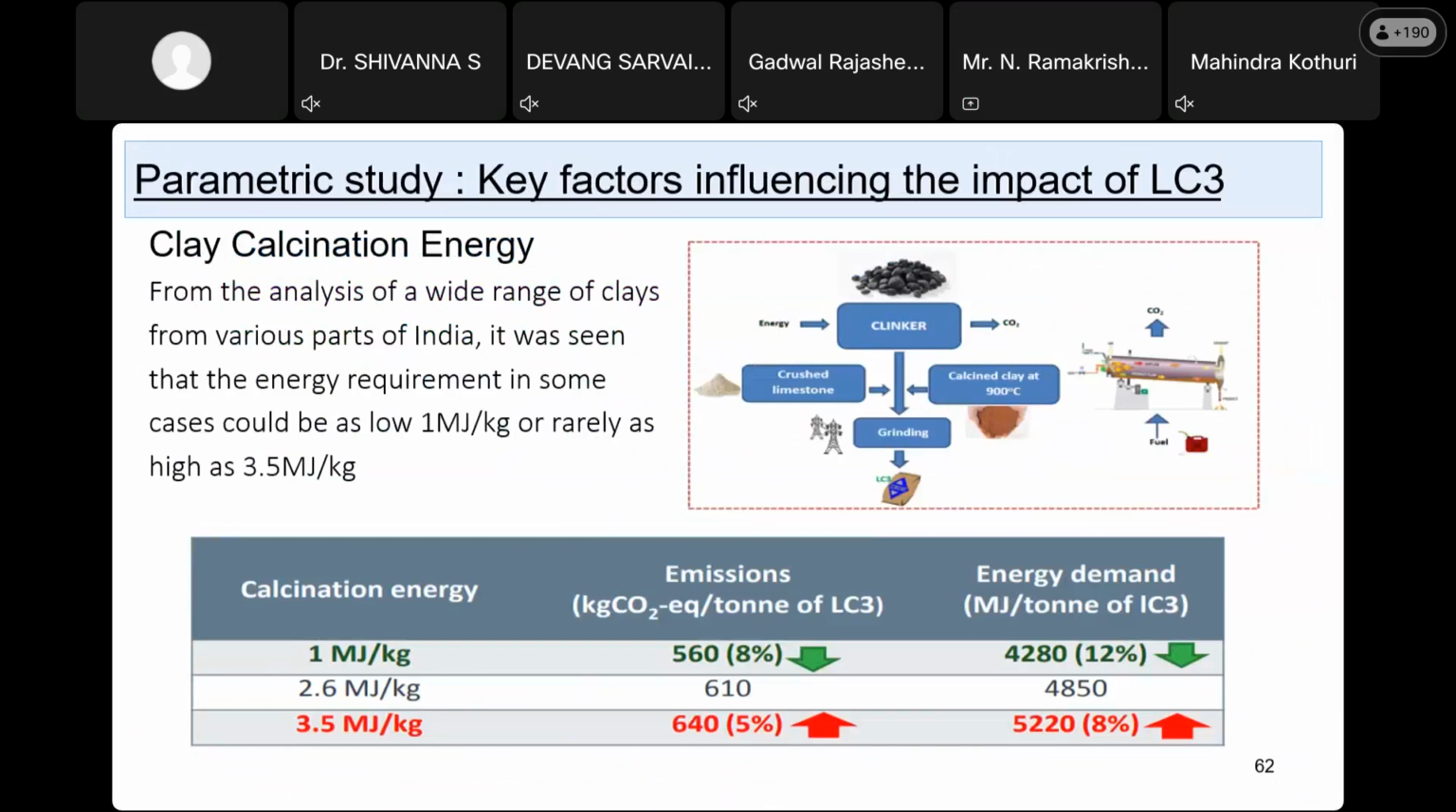So the impact of LC3, you can see here they have done clays from different parts, and they have studied the energy consumed on this. This is the average they have taken as 2.6. So here 8% it's less and 5% is more. Emissions I'm talking about LC3. Energy also it is 12% more, 8% less. This is the reference they have taken, this 2.6 as the reference value.